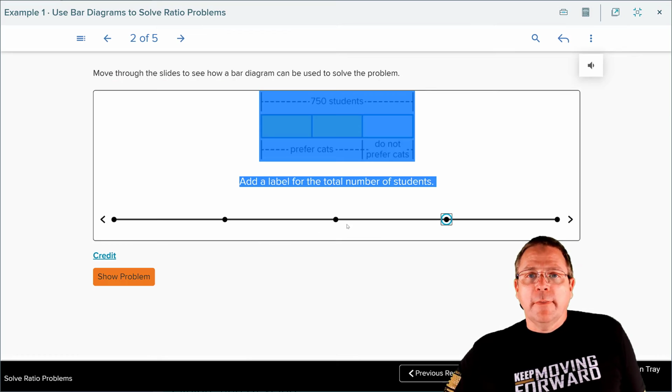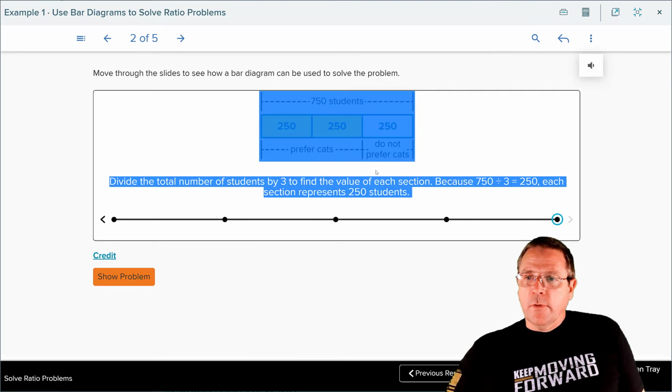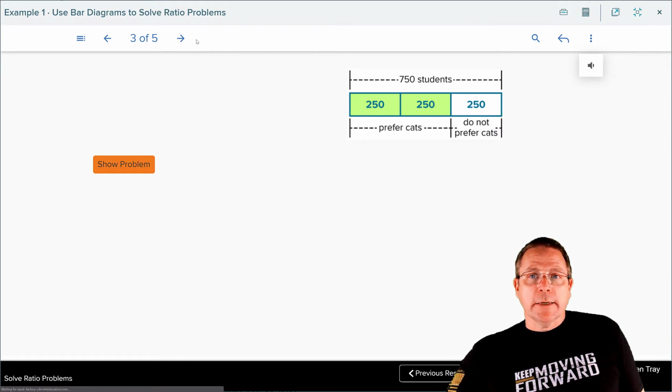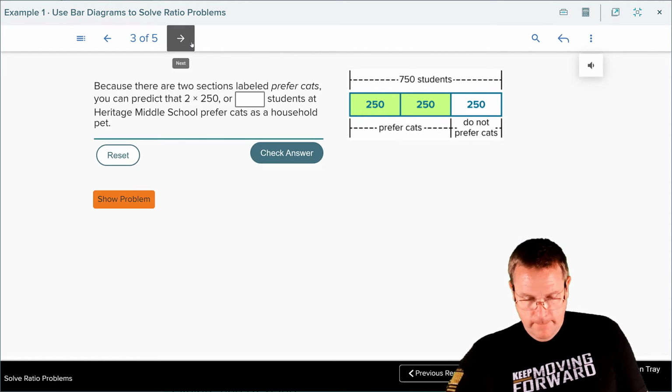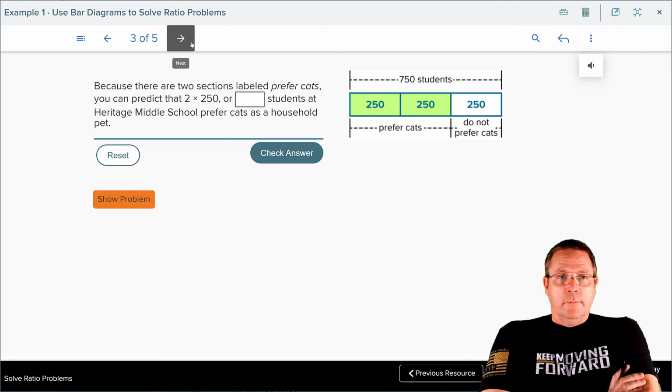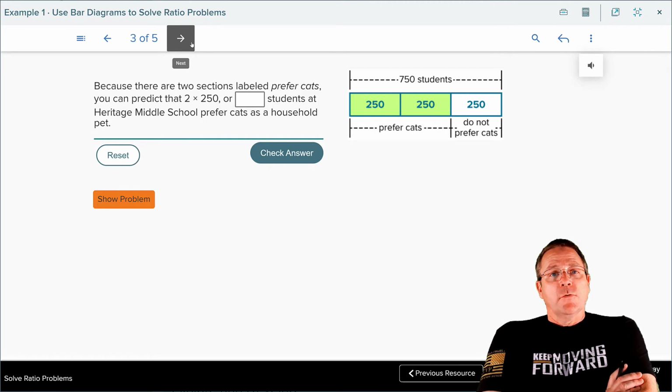And we can see that laid out here in our next slide, where they've got your 250 in each category. And for now, we're going to go on to the next part to figure out how many students can they expect to prefer cats? Give it a second to prepare itself. You take a minute and pause the screen and solve that, put your answer in, and check your answer.